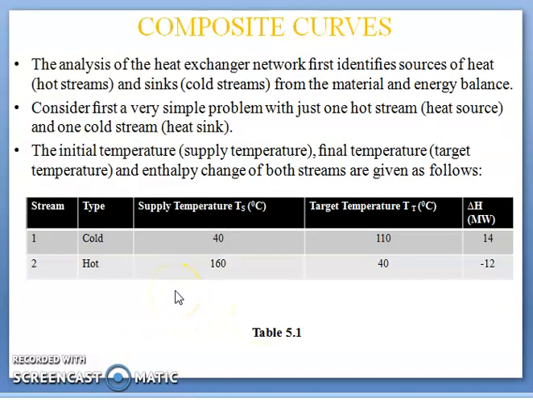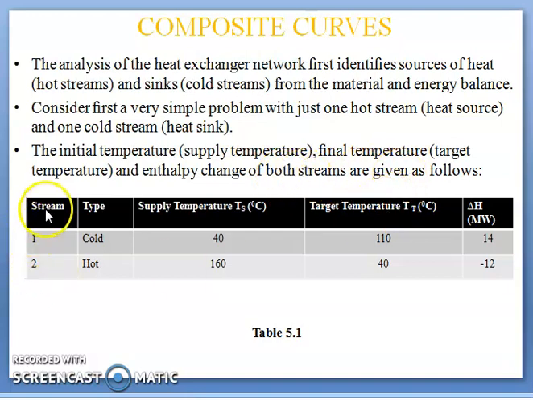Now moving to composite curves, the analysis of a heat exchanger network first identifies the hot streams, also called the sources of heat, and the cold streams, which are the sinks, from the material and energy balance. Now if we consider a simple problem with just one hot stream, that is one heat source, and one cold stream, that is a heat sink, as mentioned in this table, the initial temperature is also called the supply temperature and the final temperature is also called the target temperature, and the enthalpy change of both streams is given in the following table.